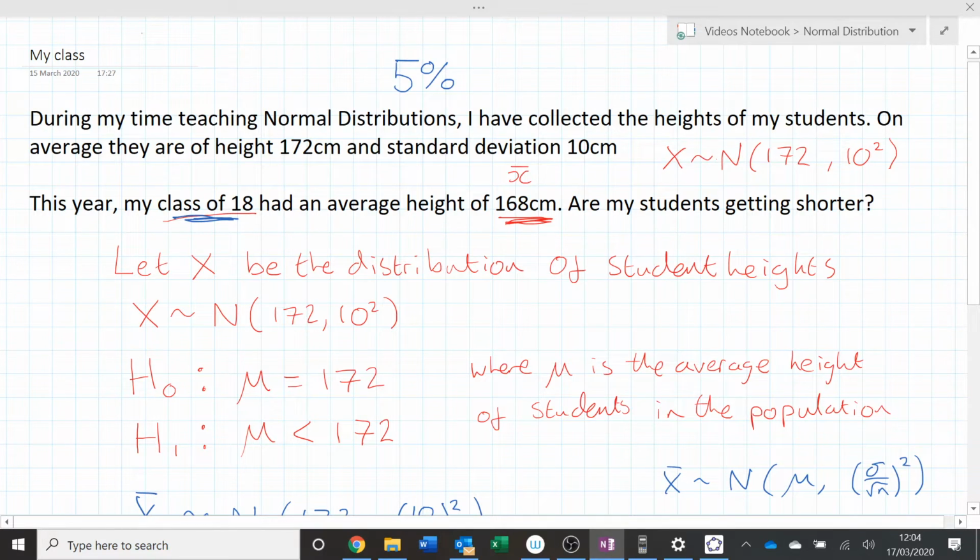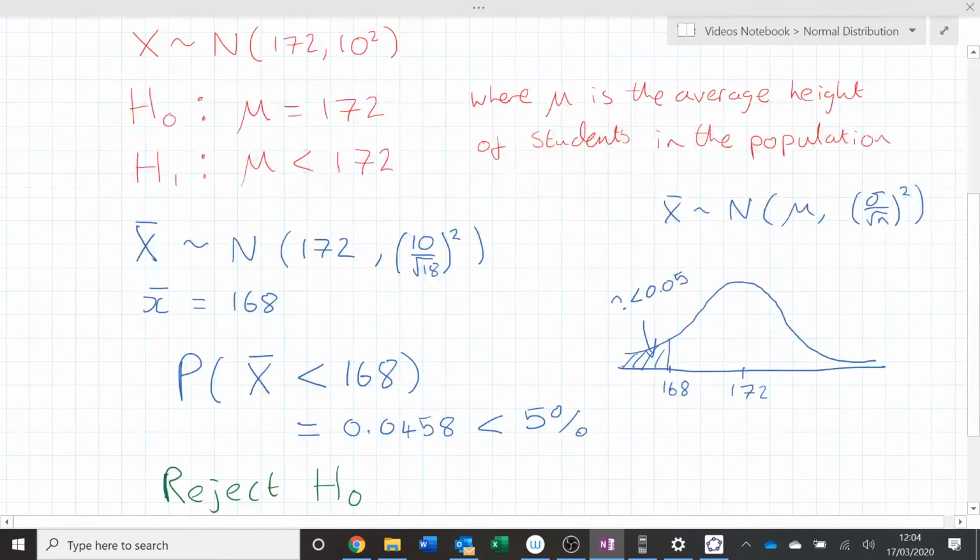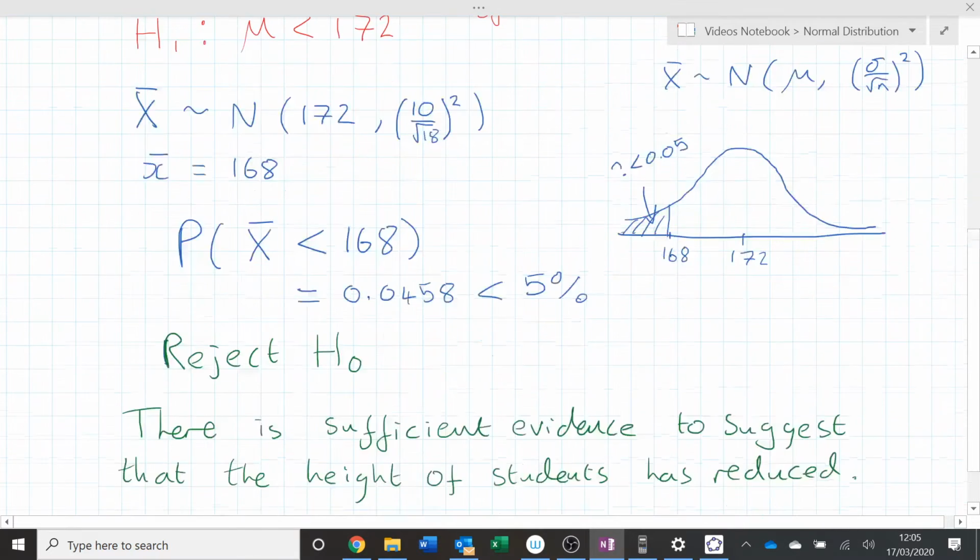Now, that's interesting. I'll tell you why it's interesting, because if you had just looked at this, 168, it's not that much less than 172. You probably wouldn't think that's surprising. But the key point here is that there are 18 students. Across all 18 students, that average is 4 centimeters less. That's the key here. And if you make n bigger, your standard deviation of the sampling distribution becomes smaller, and it becomes even easier to end up rejecting the null hypothesis. So that's how these questions go. That is one example of it.